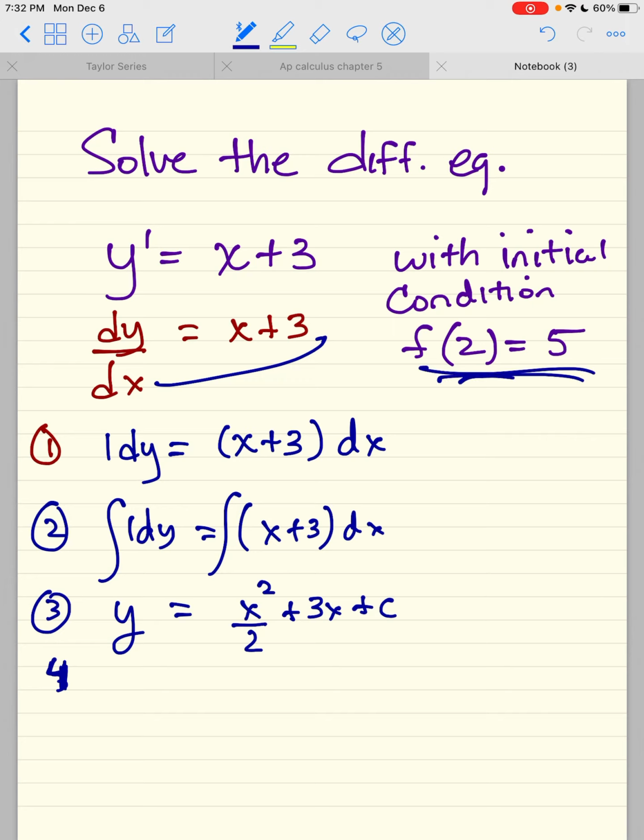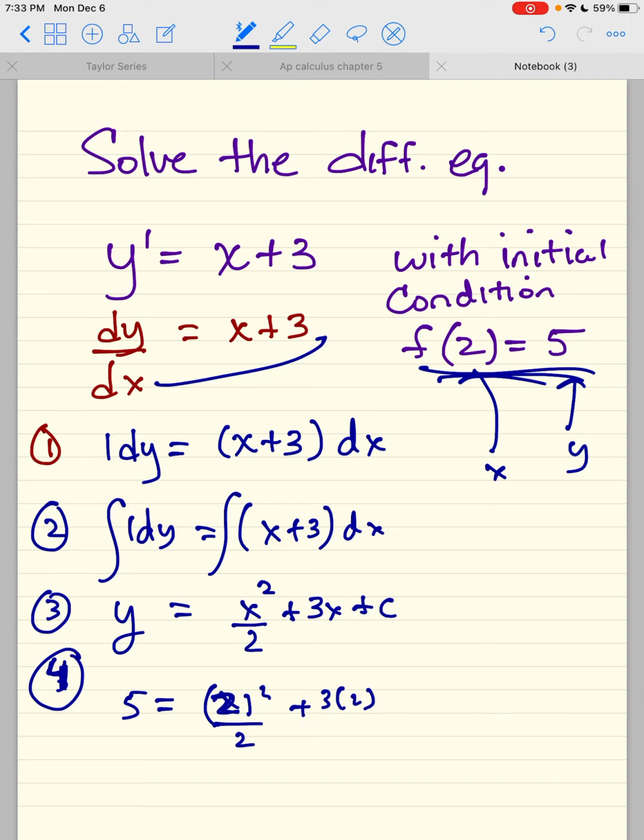Now you're going to use your initial condition, or the condition that was given to you. So this part is your y, this part is your x. So y is 5, x is 2: 5 equals 2 squared over 2 plus 3 times 2 plus c. 5 equals 2 squared is 4, over 2 is 2, plus 6 plus c, that's 8. So c is equal to -3.